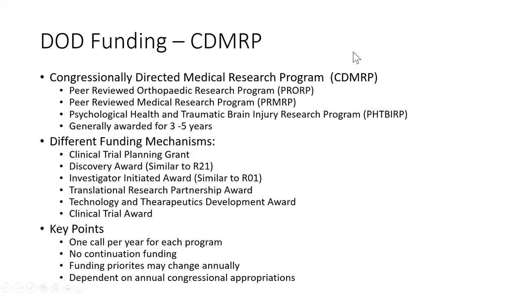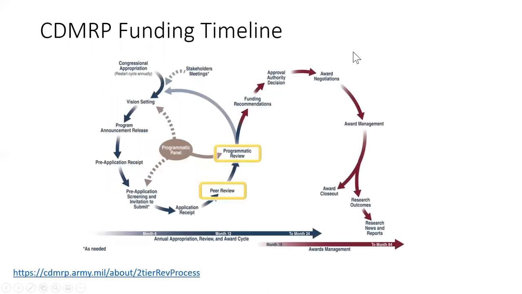Next slide. And so this just provides an example of the CDMRP funding timeline. Again, usually there's a stakeholders meeting, which may include investigators in the research area, may include military service members who are affected by the disease or the injury or the condition that is being studied. And those people get together along with program managers for CDMRP, and they discuss what the current gaps are, what the priorities are, and they help come up with what those research priorities should be.